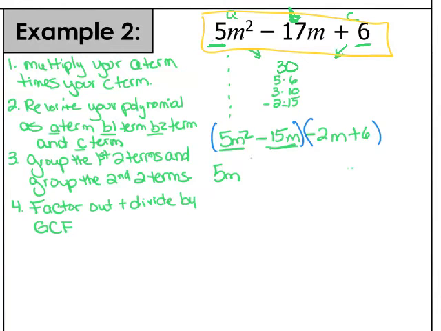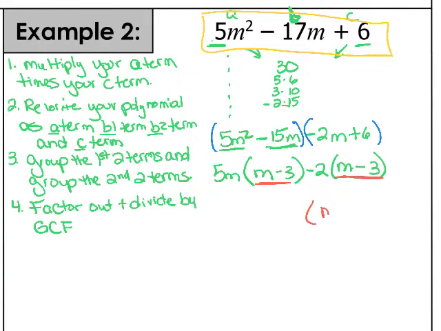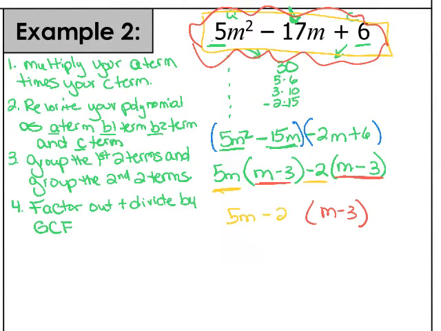5m squared divided by 5m is m. Negative 15m divided by 5m is negative 3. That's what's left over, right? Here we divided out a negative 2. We factored out a negative 2, which left us with m. 6 divided by negative 2 was minus 3. Now we're saying this is one factor that when multiplied gives us this trinomial, and the other factor is this one here, 5m minus 2.